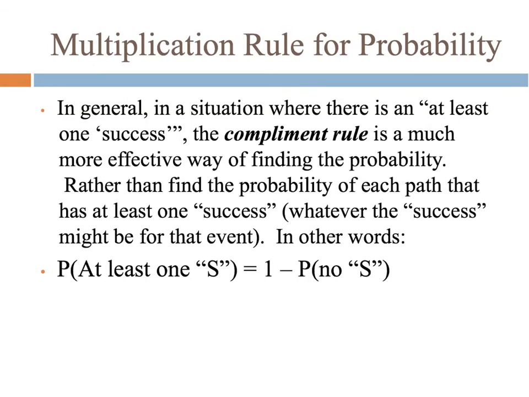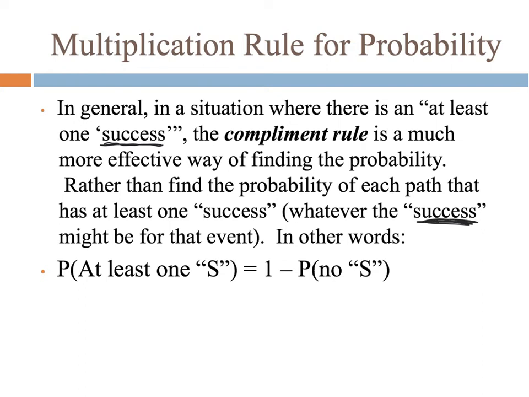So this rule, I call it the at least 1 rule. In general, in a situation where there's at least 1 success, and of course success is defined differently depending on the situation, in the last problem our success was a wrong answer. The complement rule is a much more effective way of finding the probability. Rather than find the probability of each path that has at least 1 success, whatever that success might be, and that changes from problem to problem, you can just fill in the blank there.